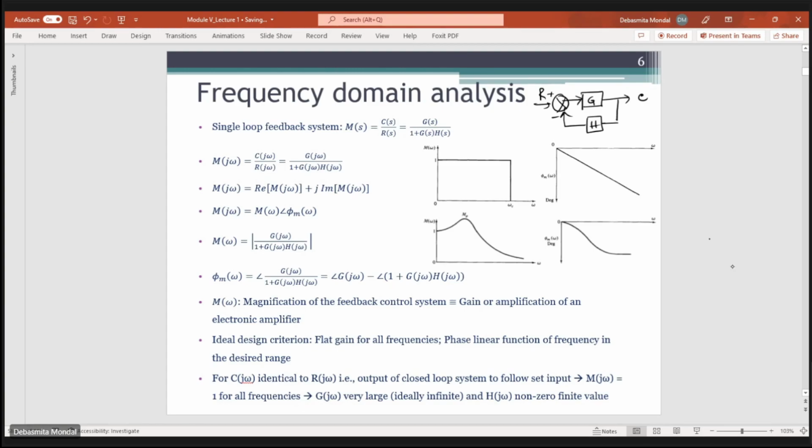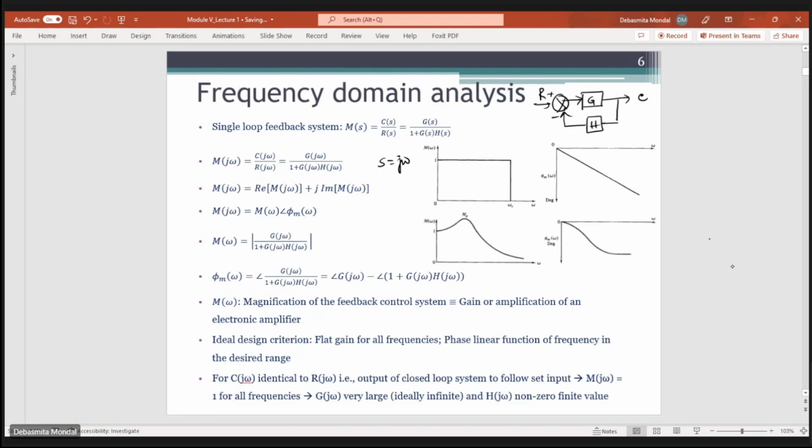So now let's say that this value C by R is equal to M(s). Now if you transform this into the frequency domain, we'll just substitute s with j omega, and simply we'll get M(j omega) equal to G(j omega) by 1 plus G(j omega) H(j omega), right? You can simplify this expression and write it in terms of the real part of M(j omega) plus j into the imaginary part of M(j omega). Since this is a complex quantity, it can be expressed as the sum of a real part plus j into the imaginary part, right? So M(j omega) is given by this expression.